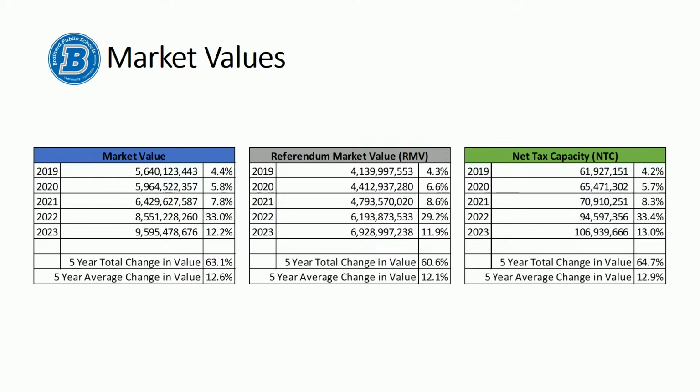And then the next one is the net tax capacity. So the taxable market value is broken down by classifications, i.e. your property, residential, commercial, and that final classification is net tax capacity. So you can see the last couple of years, we've really seen some increases in our market values. And I'm sure the residents would also agree. Yep.